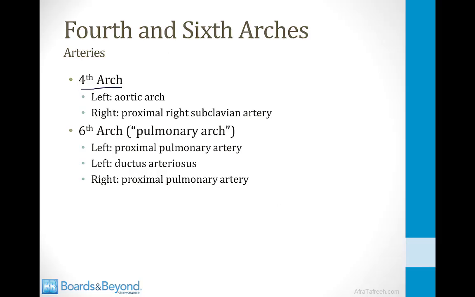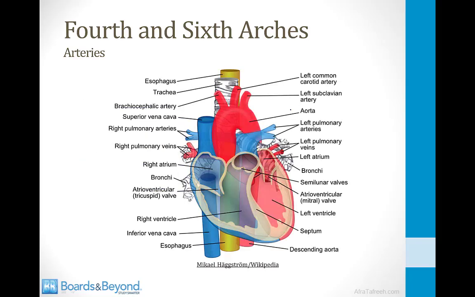The fourth arch on the left side of the body gives rise to the aortic arch. On the right side, it gives rise to the proximal portion of the right subclavian artery. The sixth arch is sometimes called the pulmonary arch because on the left side, it gives rise to the proximal pulmonary artery and the ductus arteriosus, and on the right side, it gives rise to the right proximal pulmonary artery. And here's a picture of the heart and great vessels just to make this more clear.